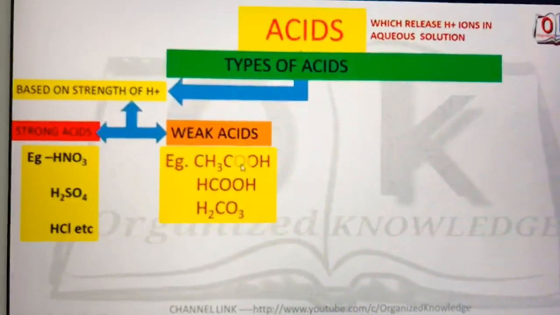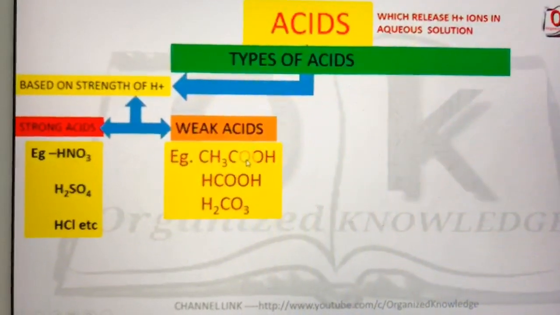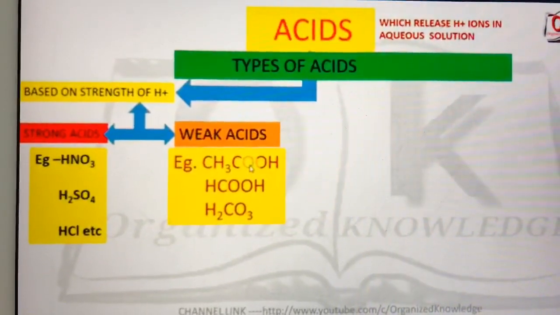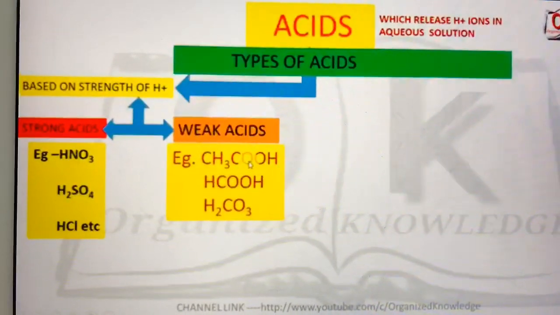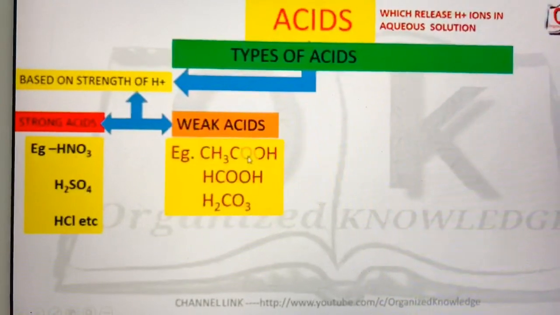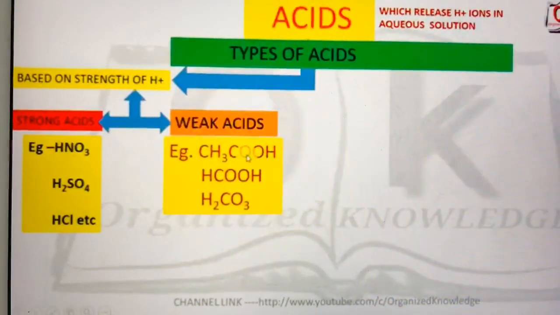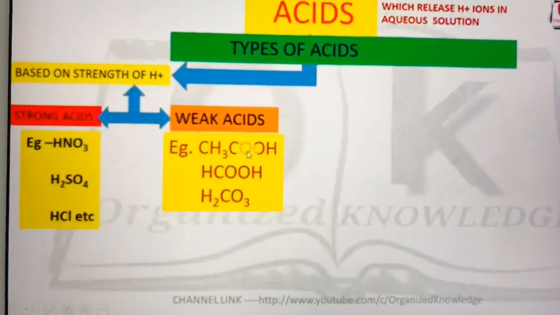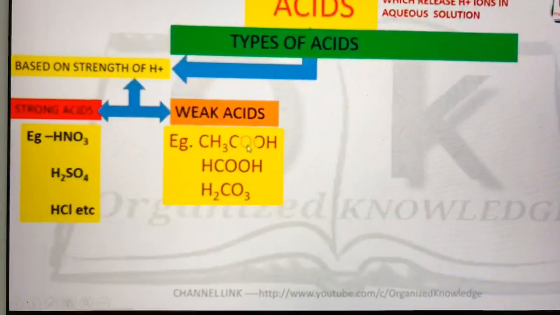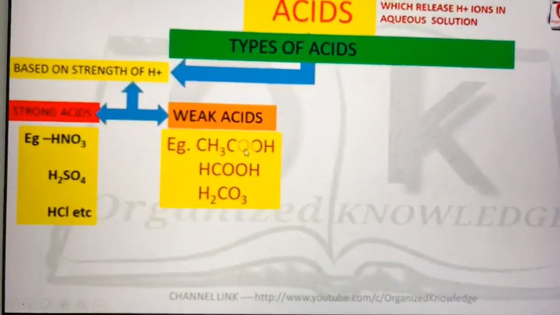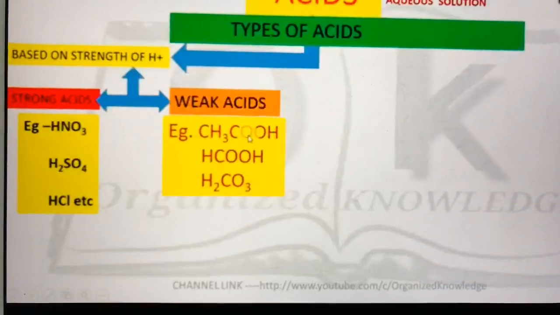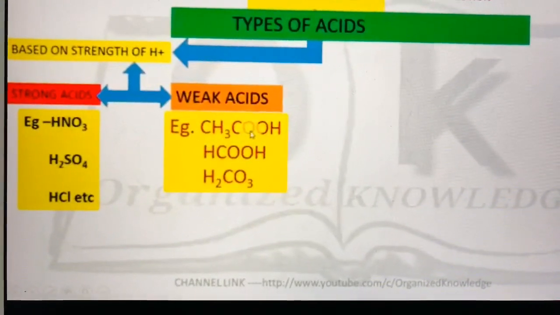First, acid, students, which releases H positive ions in aqueous solutions. Types of acids based on strength of H positive ions: strong acids and weak acids. Strong acids are those which ionize completely in water. They release H positive ions completely in water, and weak acids do not do this.